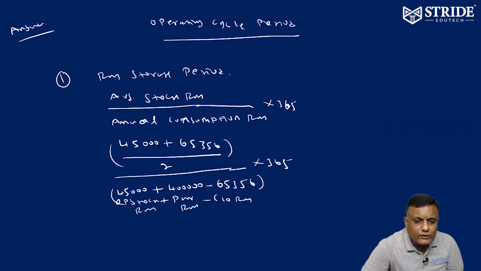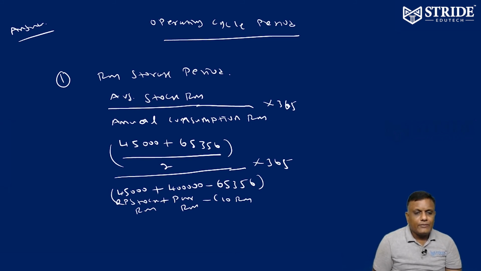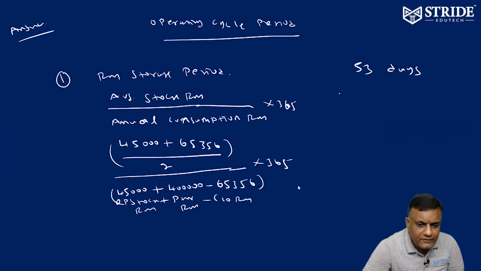So opening RM plus closing RM by 2 is the average stock of raw material. Opening RM 45,000 plus purchase RM 4 lakhs minus closing RM 65,356 is annual consumption, into 365. You will be getting an answer of 53 days. This is the raw material storage period, 53 days.